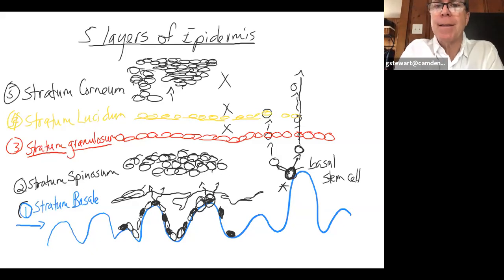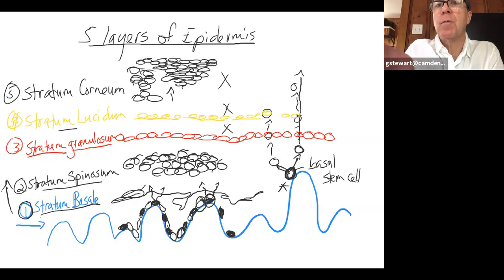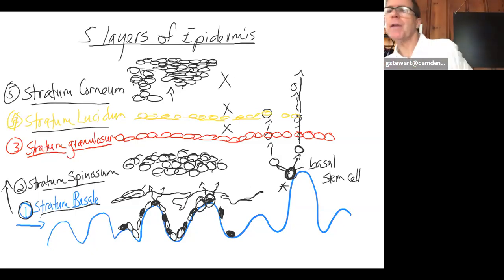Layer 1 is not the top layer, it's the deepest layer of the epidermis. And then as we go up toward the top of our skin, we have stratum basale, stratum spinosum, stratum granulosum, stratum lucidum, and stratum corneum. So that's sort of how it all works.